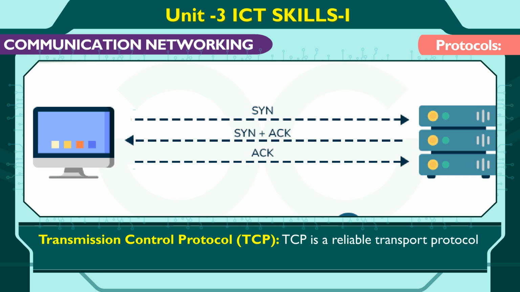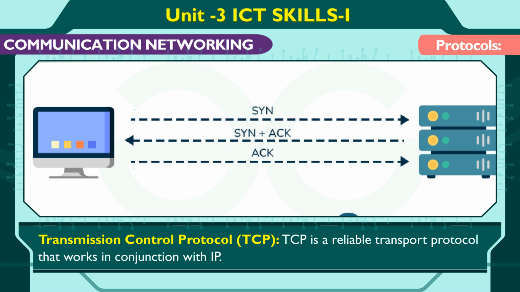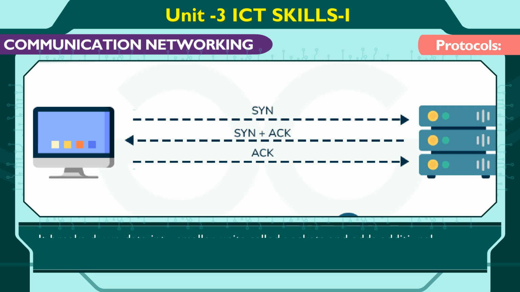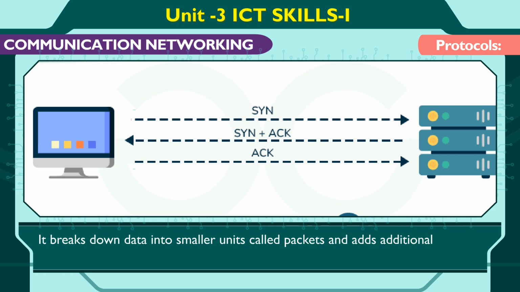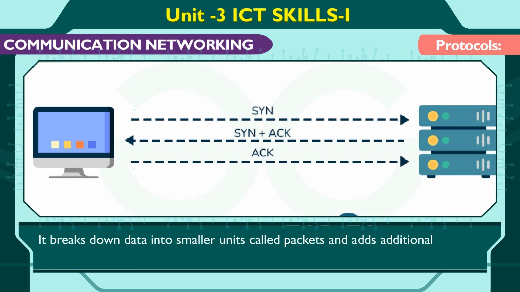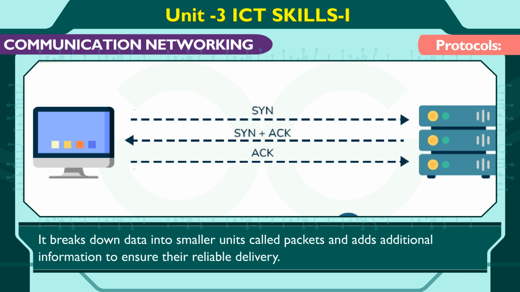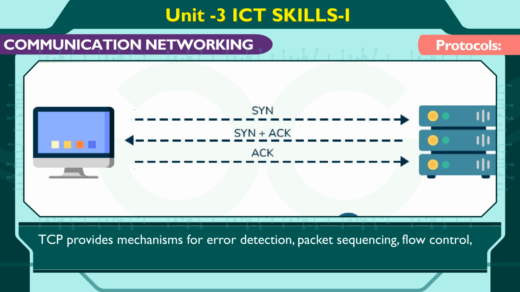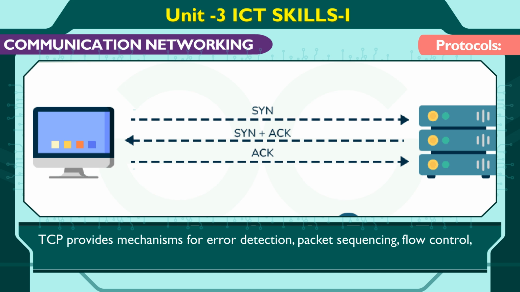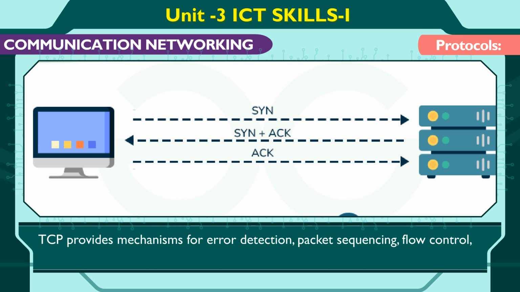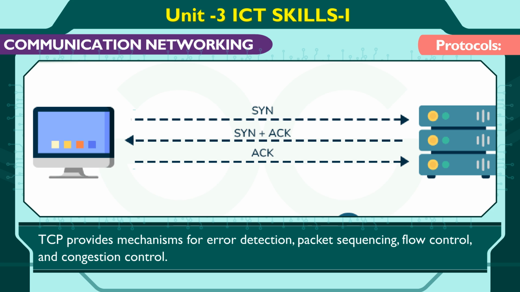Transmission Control Protocol (TCP). TCP is a reliable transport protocol that works in conjunction with IP. It breaks down data into smaller units called packets and adds additional information to ensure their reliable delivery. TCP provides mechanisms for error detection, packet sequencing, flow control, and congestion control.